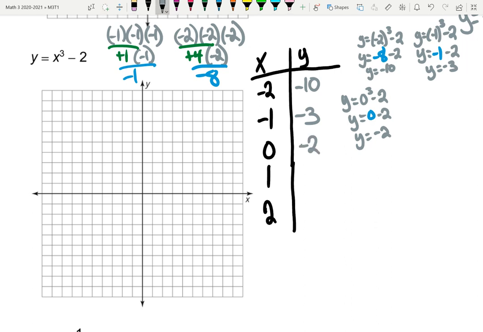Let me do another one. When x is 1, y is equal to 1 to the third power minus 2. 1 times 1 times 1 is just going to be 1. Take away 2.